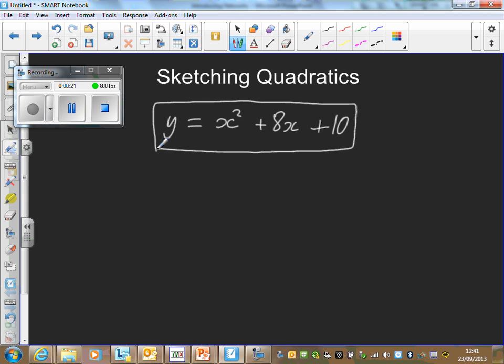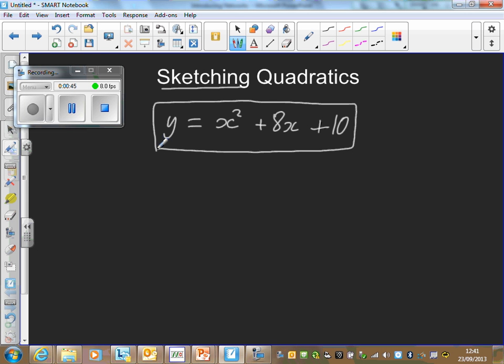A lot of people don't like sketching graphs, but I think the key word here is sketch. We're not doing any plotting. We're not going to be drawing a table of values and plotting it from line to line. We're going to be sketching it. And with a quadratic, all we need to worry about is getting the shape of it right and getting 4 key points in the correct place.